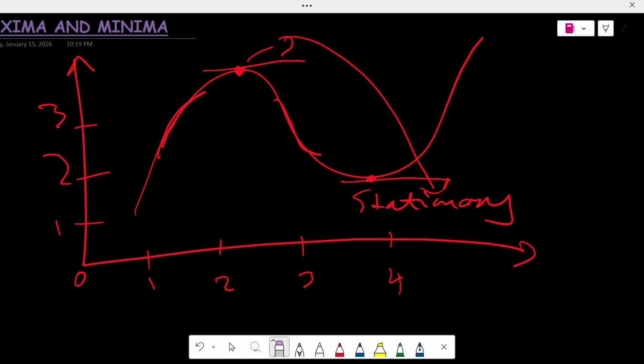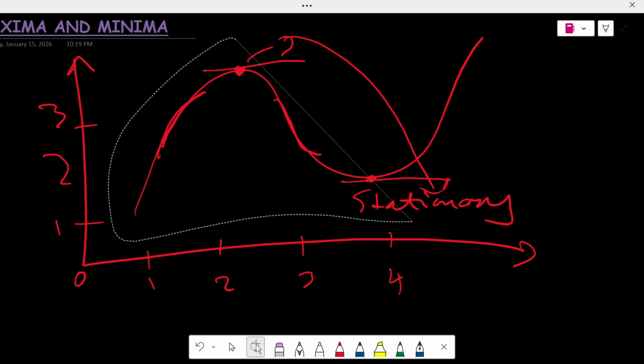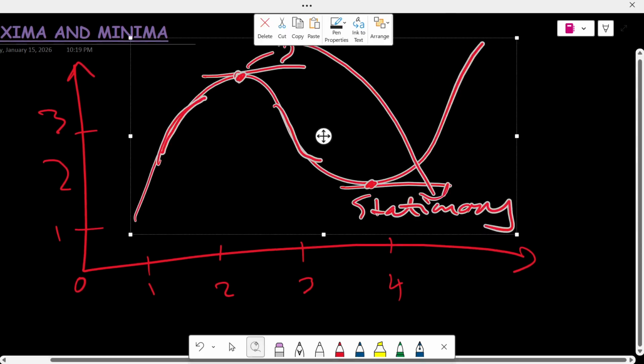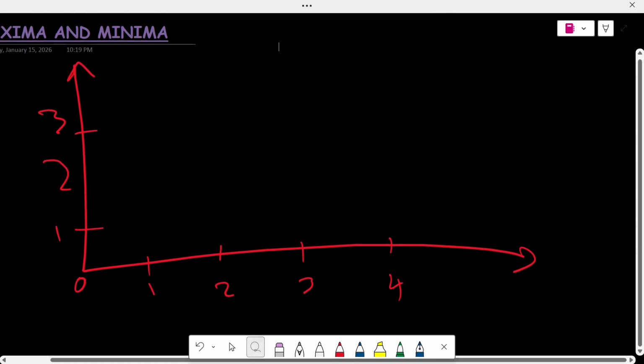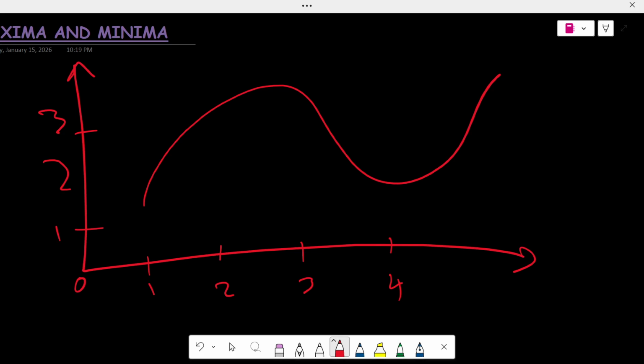so from here now we can go to the concepts of concavity and convexity, as well as points of inflection. All right, so let's have something like this.